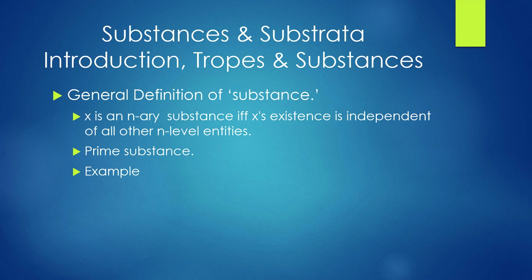So what I'm saying here is something would be a substance of this level if it is independent of all other things on that level, and something being independent of all other things on that level would make it a substance of that level. So if you had a secondary substance, that would mean that its existence is independent of all other secondary level entities. And of course, we need a hierarchy of entities.